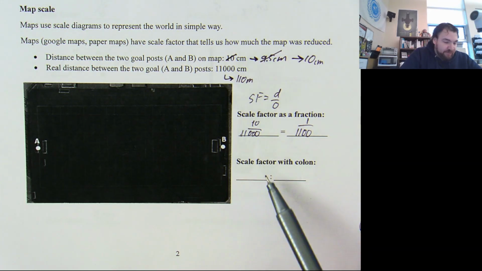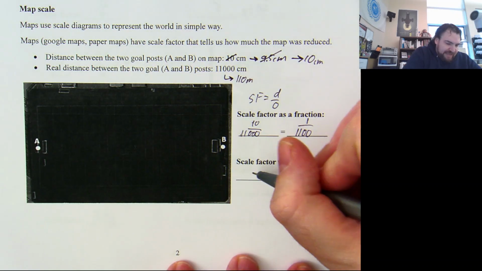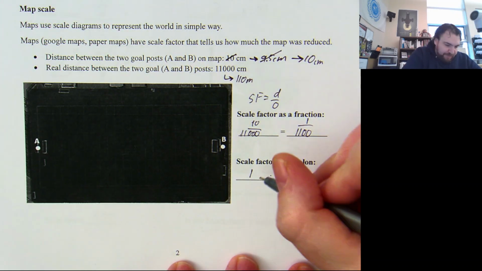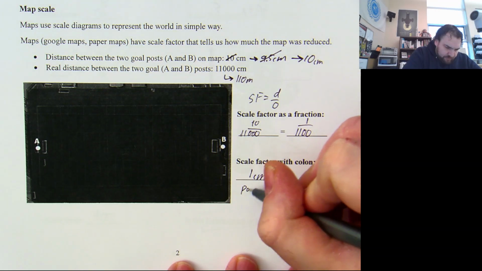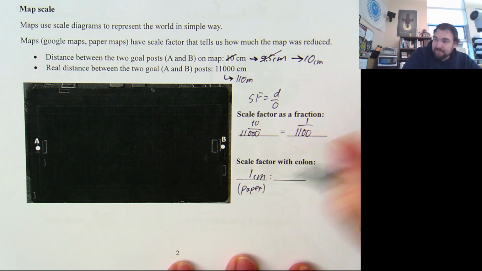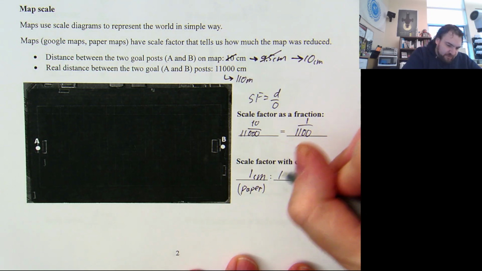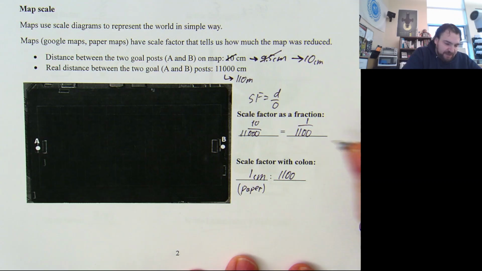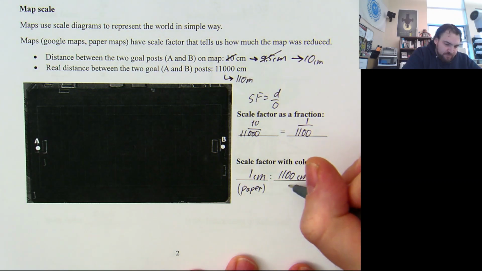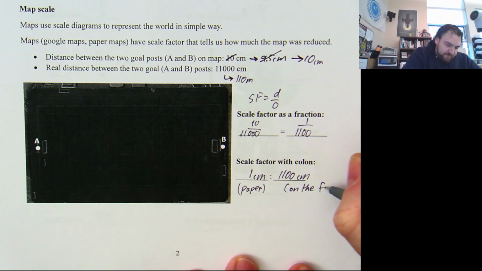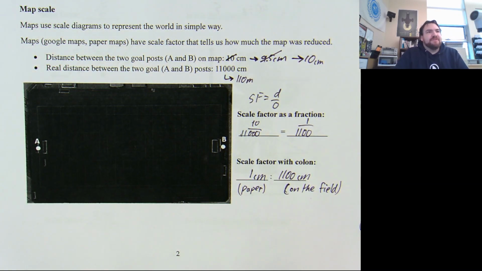Or if I write it as a ratio with the colon, it says that 1 centimeter on the paper is equivalent to 1100 centimeters on the field. It is a lot of centimeters. It's 11 meters. It's also a lot of meters. It's true. Very insightful this morning, Hayden.